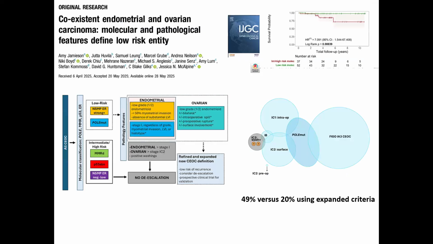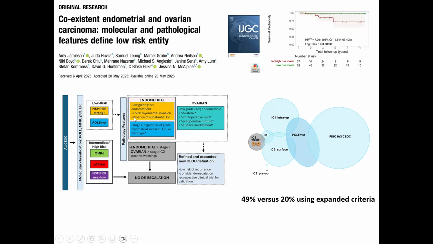There is work done on this stratification that we use. In this large study, they included the molecular classification with the pathological features already defined to call it behave like independent primary or metastatic. So when we add the molecular classification, the low-risk features are NSMP profile, ER strong positive, and POLE mutant in the endometrial tumor, and the intermediate-high risk category is MMR deficient, p53 abnormal, non-specific molecular profile, ER negative. So this is low risk and this is intermediate-high risk.